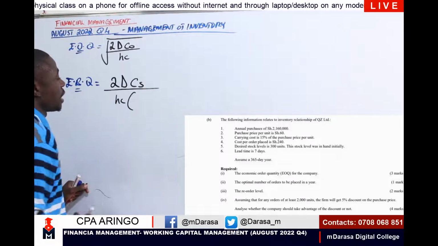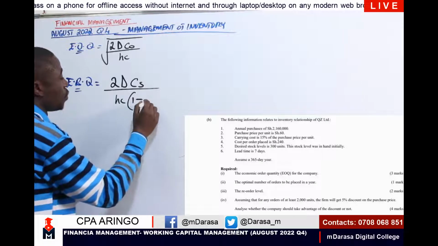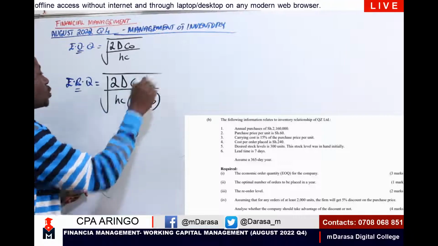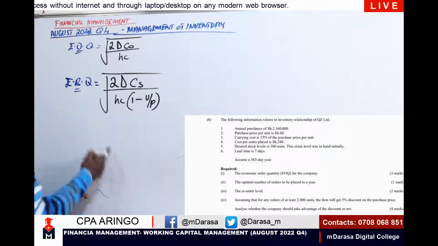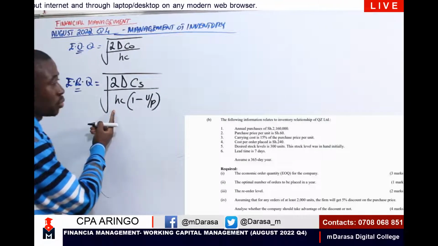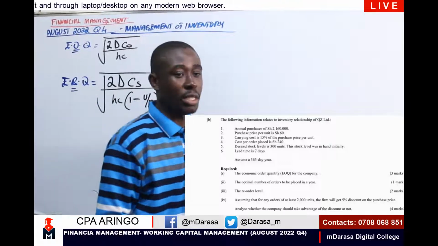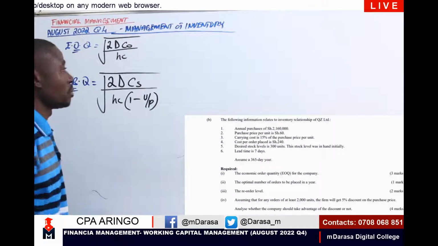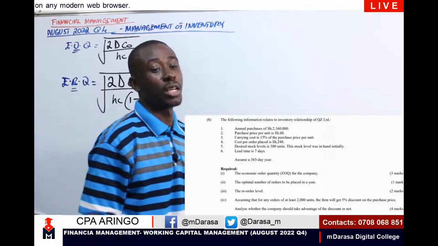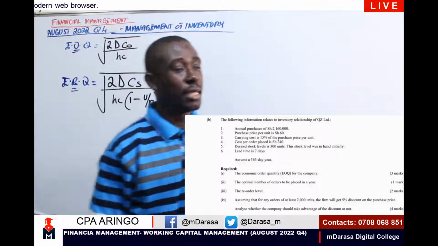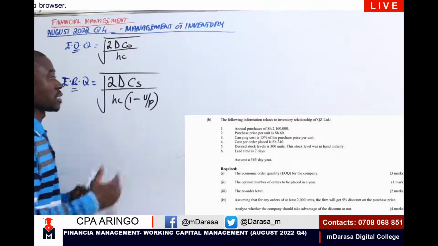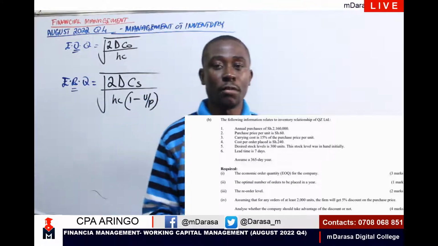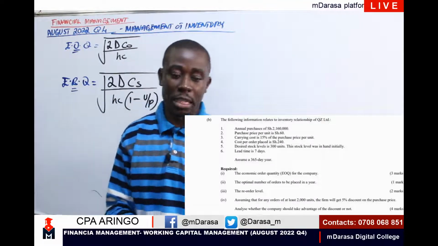By this HC, I'll be having 1 minus our usage rate over what? Production rate. Then I should not forget to do what? I should not forget to square root. So basically this will give us what? Our EBQ, the most economical quantity that you can produce at any given point in time, whereas EOQ is the most economical quantity that you can order at any given point in time. So basically these are the main concepts that you should always be able to understand anytime you're talking of management of inventory. That is financial management, right?